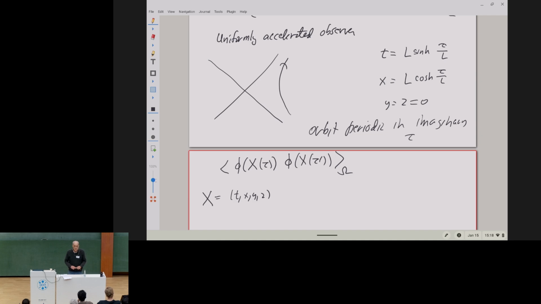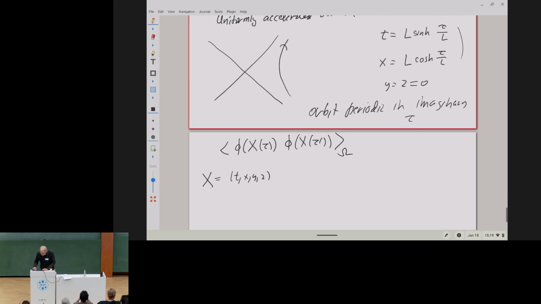Well, those observations are going to be periodic in imaginary time because the orbit itself is periodic in imaginary time. I'm cheating slightly. The rigorous statement is that this two-point function will satisfy the KMS condition. It's actually explained that way in the same lecture notes where I explained Tomita-Takesaki theory. But anyway, informally, since the orbit is periodic in imaginary time, the observer will see thermal correlation functions.